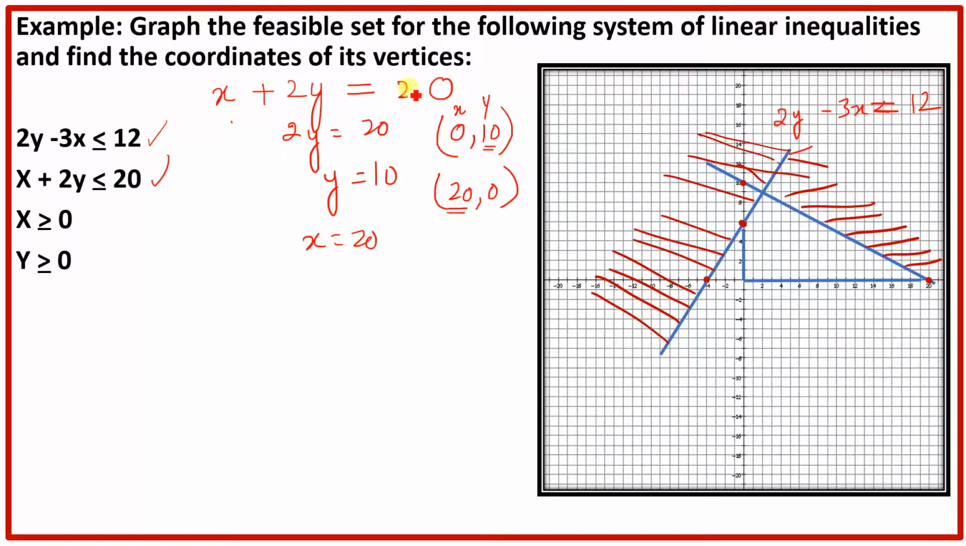Now the step is we have to apply the test. This is the fourth step. So put 0 and 0, so it will be 0 is less than or equal to 20, which is true. If it is true, the solution set lies towards the origin. So I have shaded this area, right? This is not the solution set. You have to mention that the shaded area is not the solution set. So see, this one belongs to the first line, this is the second, this is not the solution set.